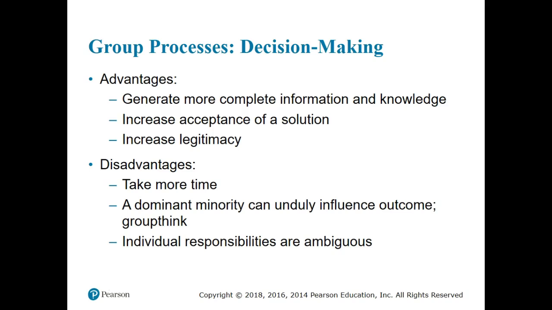So group decisions also have disadvantages. One is that the group almost always takes more time to reach a solution than an individual would. Another is that a dominant or vocal minority can heavily influence the final decision. In addition, groupthink can undermine critical thinking in the group and harm the quality of the final decision. Finally, in a group, members share responsibility, but the responsibility of any single member is ambiguous.